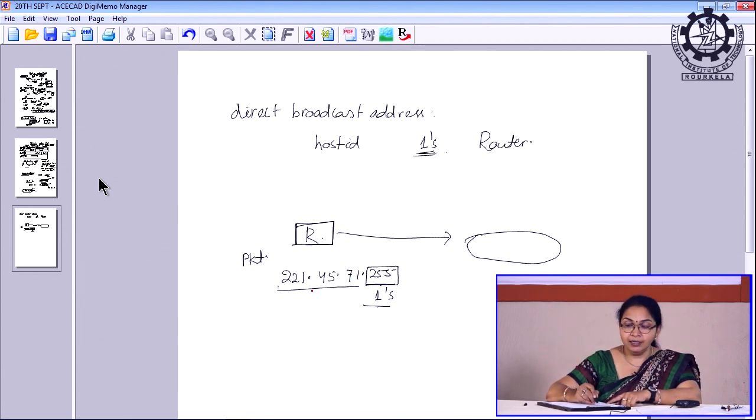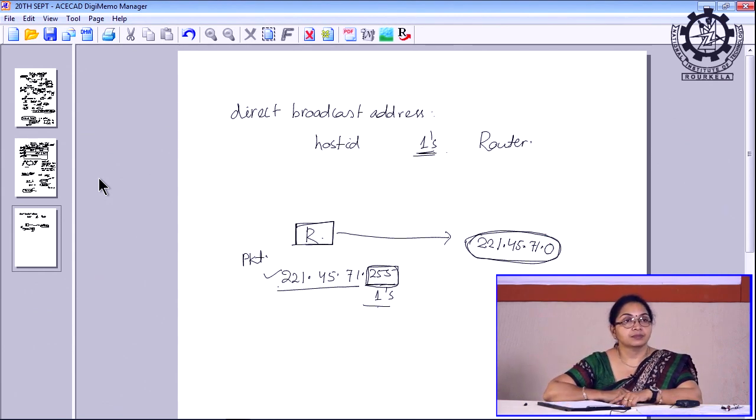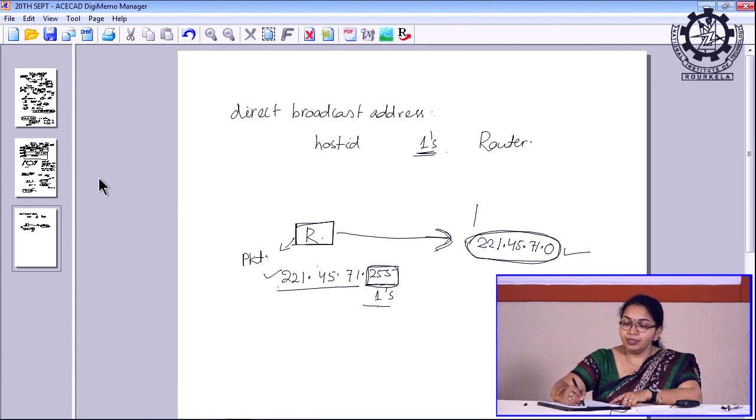Now when this is your net ID, that means the address says that the packet has to be delivered to all the hosts available in this network. So where is the network? Here is the network whose network address is 221.45.71.0. So the router that is connected to this network will now say that the packet I am receiving with this IP address has to be delivered to this network, and this packet will be received by all the hosts in the network.